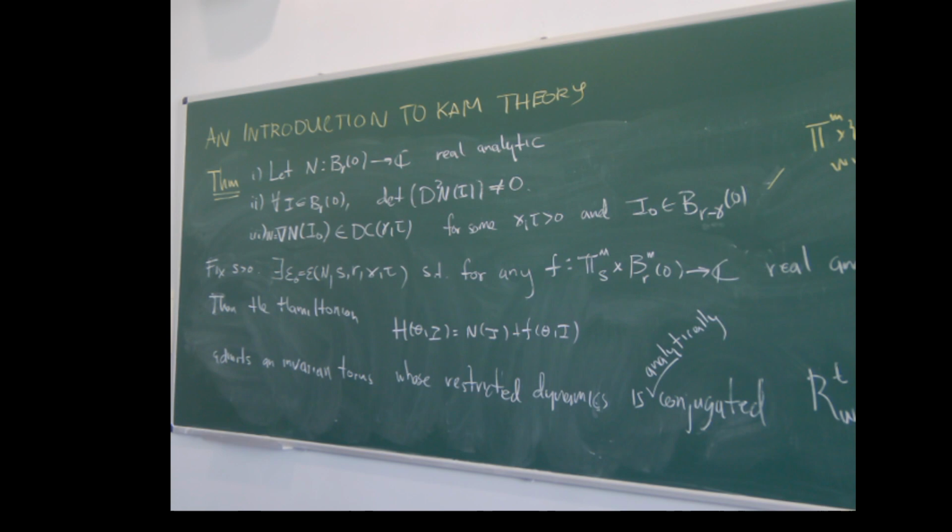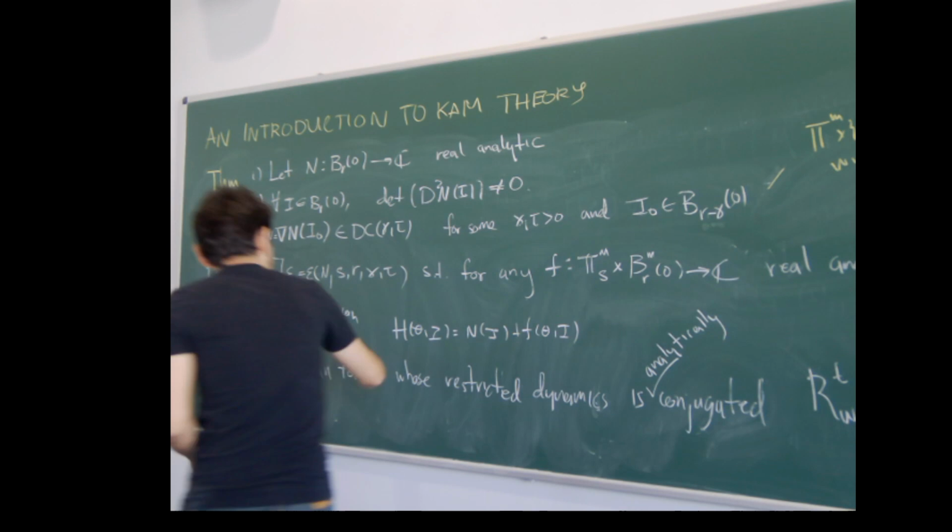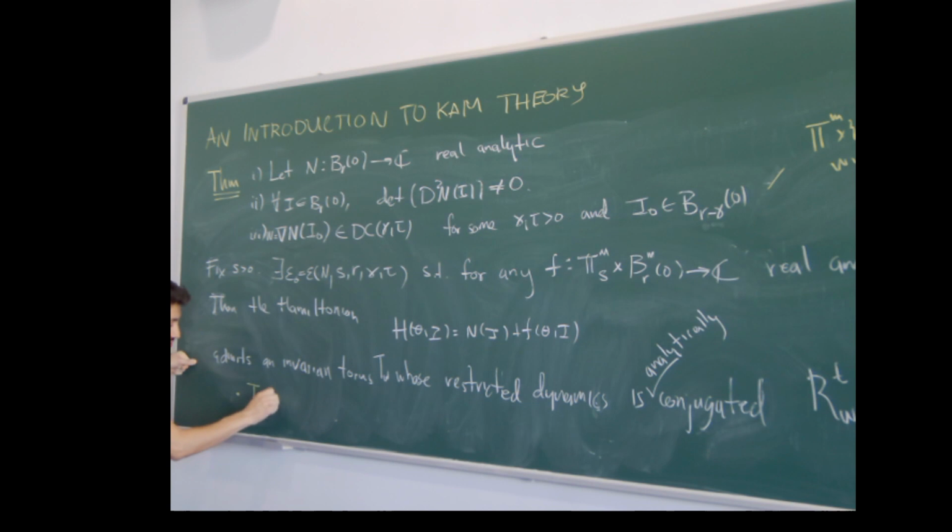So this torus is not anywhere. So you can show that this invariant torus, let me call it T omega, is close to the invariant torus we start with.